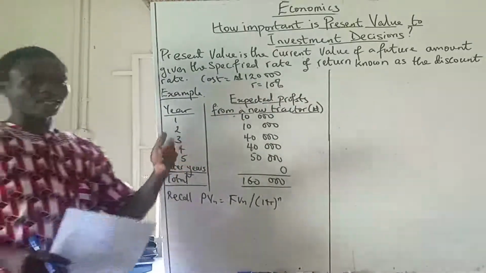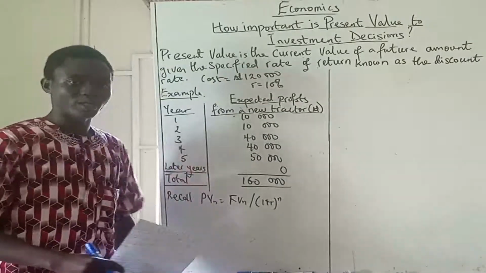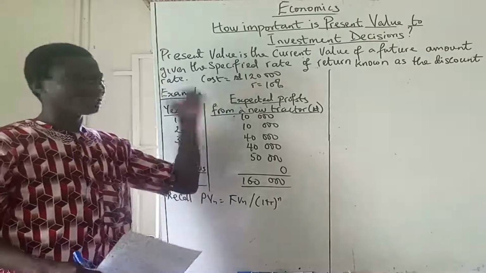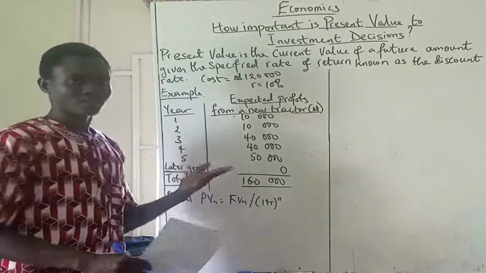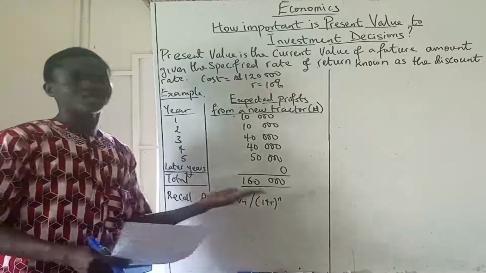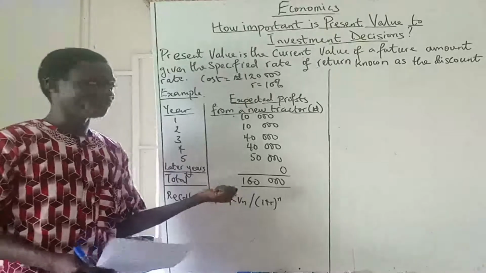Now the question is, should this firm invest in this tractor? If you look at it from the point of a layman, you might just look at it that a firm is investing 120,000 naira in a tractor, and at the end of 5 years, it's going to be getting a 160,000 naira profit. Now, let me tell you something. This is an expected profit.